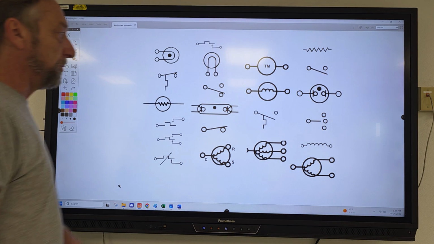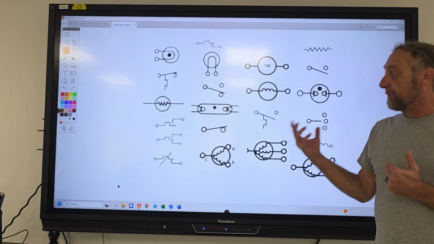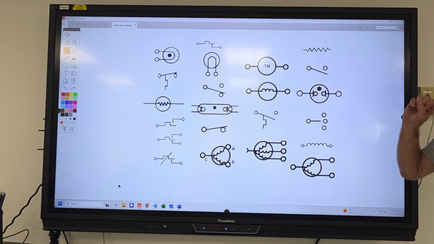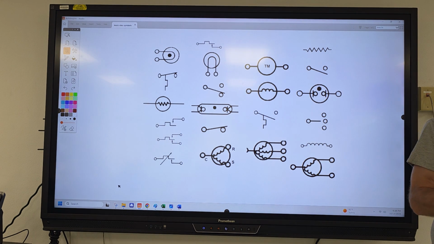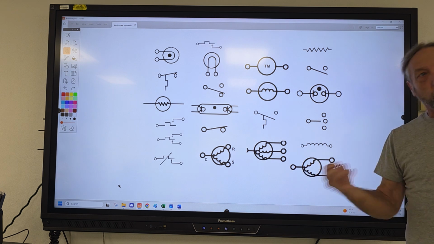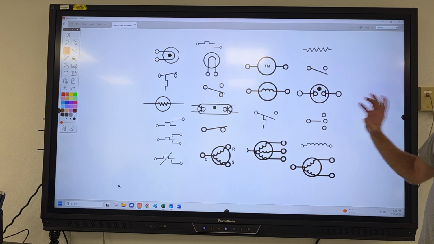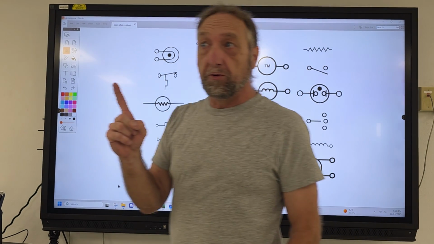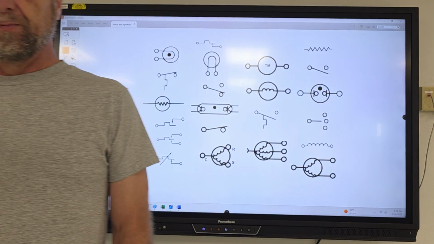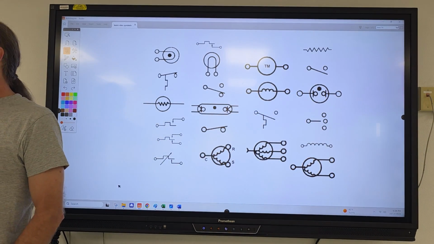These are all different symbols. There are more symbols than this. I just grabbed a bunch of them, and I want to talk about, first of all, what they are, and then I want to talk about the circuit and what's important about them and what we need to know just by looking at the symbols. So the first thing is here, we got a lot of controls and loads. What is a control, in simple terms?